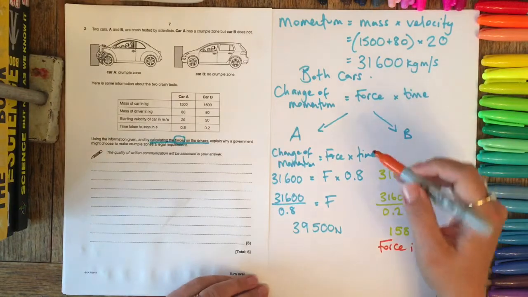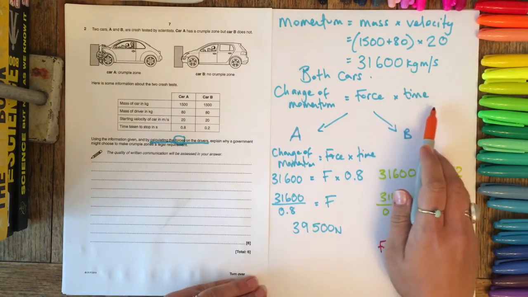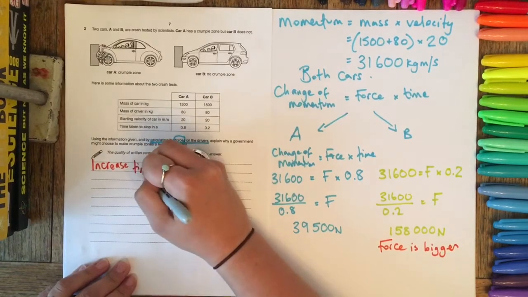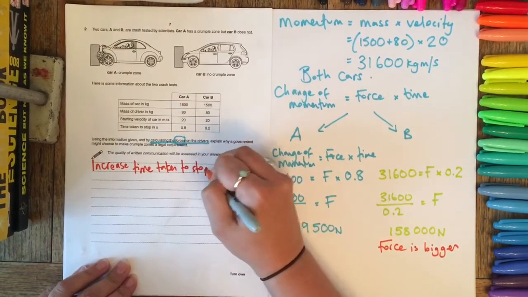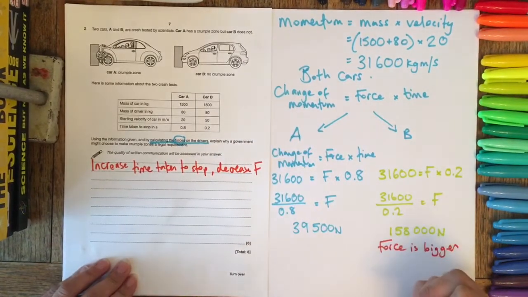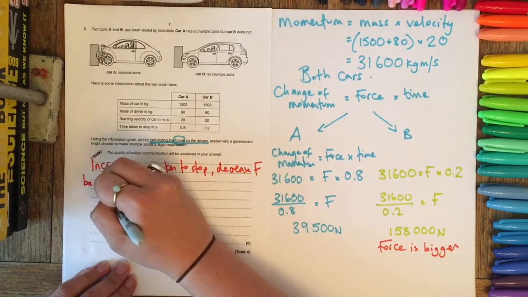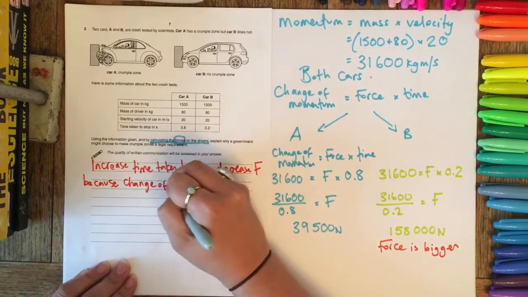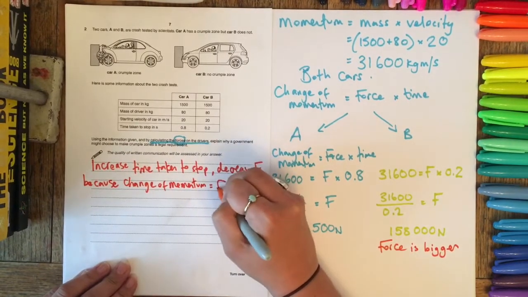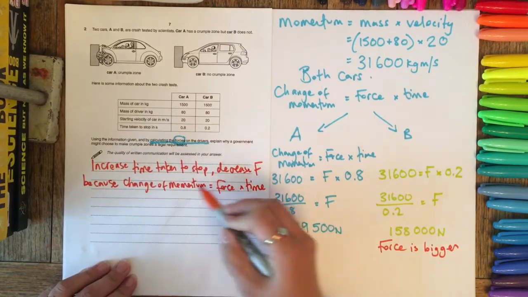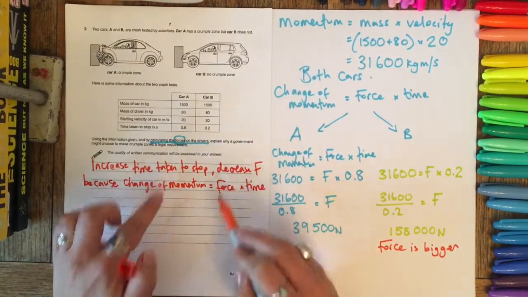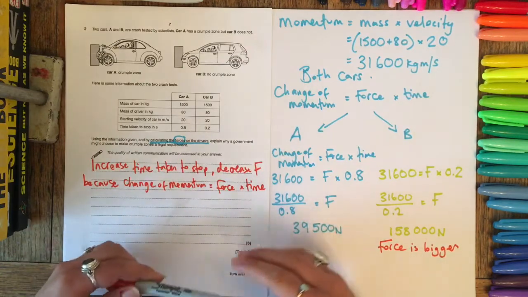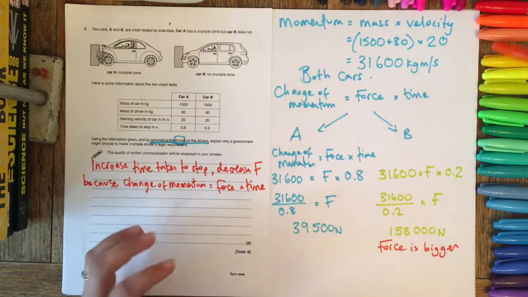So you need to basically link the fact that when there is a crumple zone, it increases the time taken to stop. Okay, so if we increase the time taken to stop, then we decrease the force. Okay, and it doesn't ever hurt to write because, and then to insert your equation, because change of momentum equals force times time. So by including that, you're showing mathematically that you know the relationship between these two values. Even though you've already done that here, it doesn't ever hurt to whack your equation in. And that goes for pretty much any explanation where you're using data to justify something.